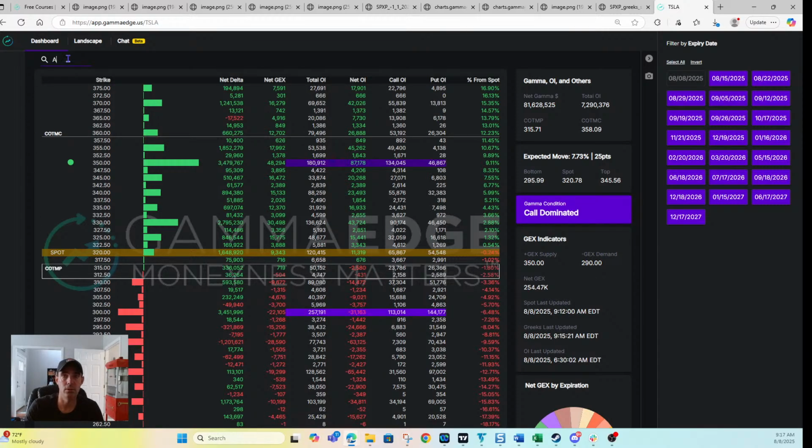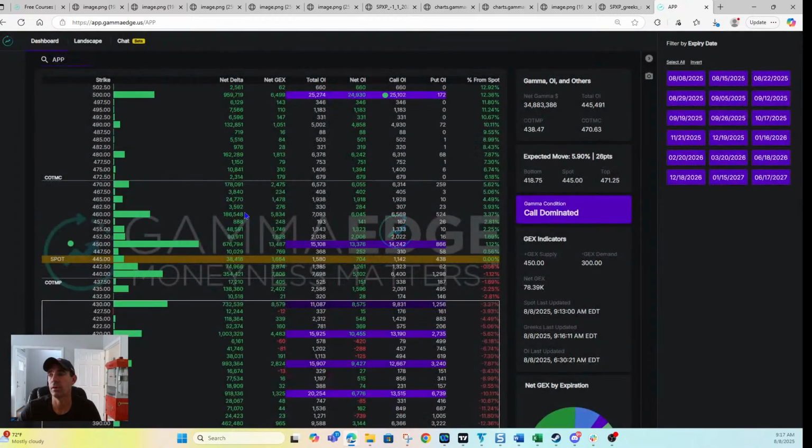Moving into APP, I'm not sure if this has enough OI. 445,000, so not bad. Above transition, 450. So we see COI up there at 500. That's the highest call open interest. 450 is PGEX, so that'd be that first upside target area. And then obviously see COTMC way up there at 470. But call dominated, any pullback should be supportive. Speculators look good all the way up to 450 there on APP.